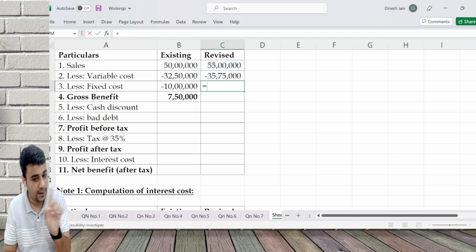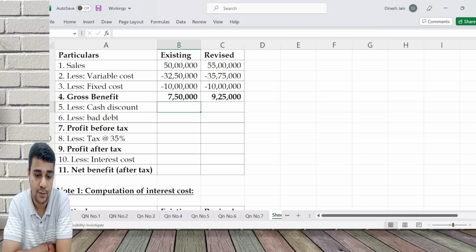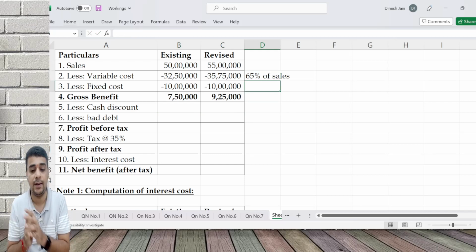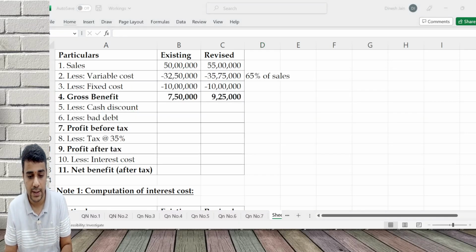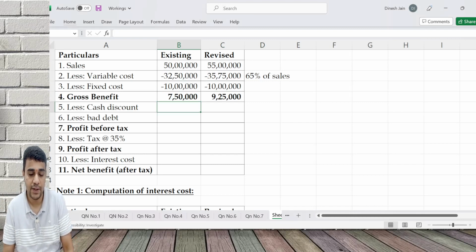Fixed cost will not be 20% in the revised situation. It will continue to be the same 10 lakh rupees. And my gross benefit is going up, because sales is increasing. Variable cost at 65% is the same percentage that is likely to continue in the revised situation.